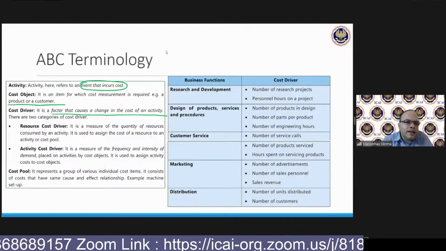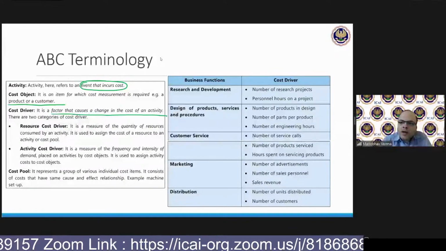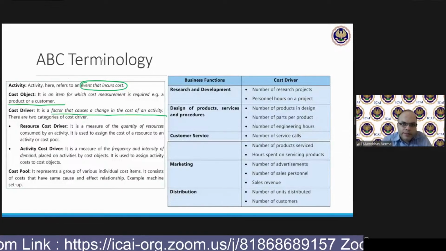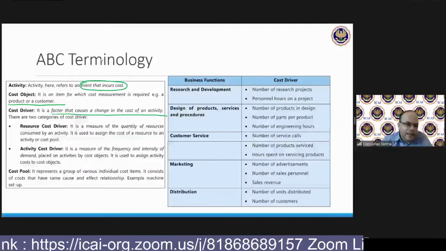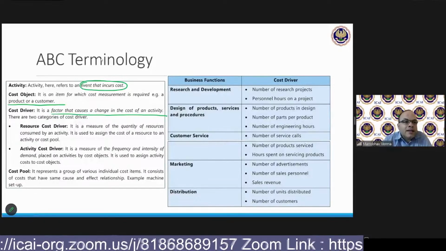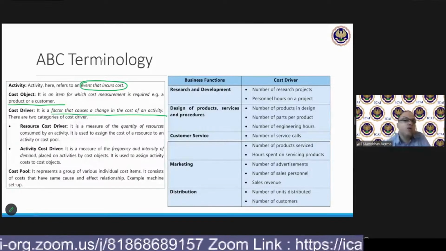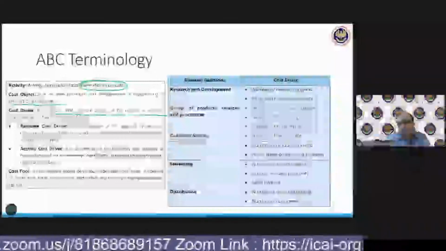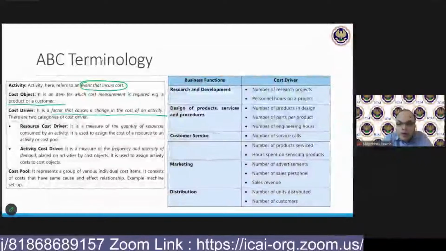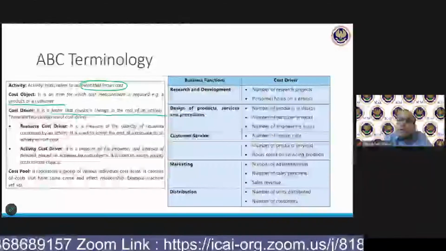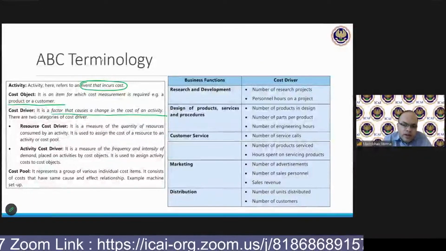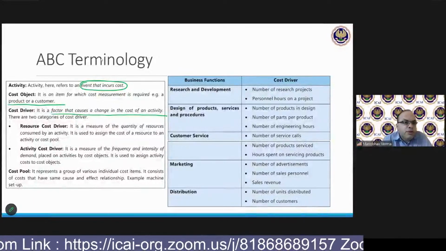Now, on the right hand side here, you can see a lot of examples of cost drivers that we'll be using under ABC. For example, R&D. If there is an R&D cost, that can be a typical cost pool. So the cost driver would be the number of research projects. If under a couple of departments there are more R&D projects going on, more research and development costs should go to those departments. Similarly, customer service, number of customer service calls.